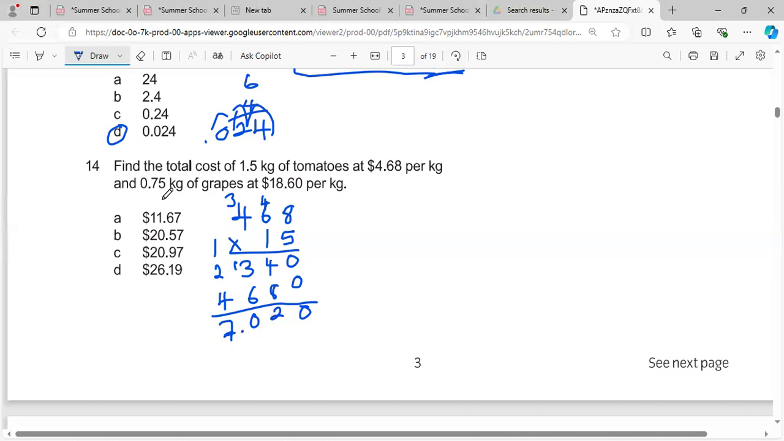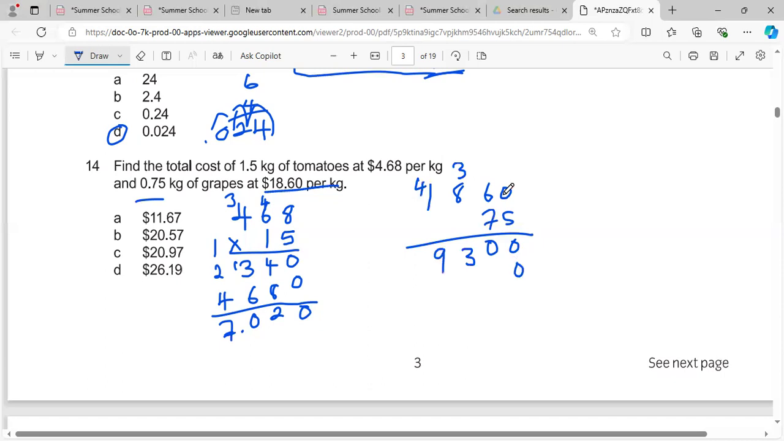Now we need to find the total for this. Now grapes cost $18.60 per kilogram. But guess what? It doesn't reach a kilogram, it's 3/4 of a kilogram or 0.75. So we do the same thing and we multiply by 75. But we are ignoring the decimal point. 5 times 0, 0. 5 times 6, 30. 5 times 8, 40, and that 43. 5 times 1 is 5, and that 9. So we're done with that one.